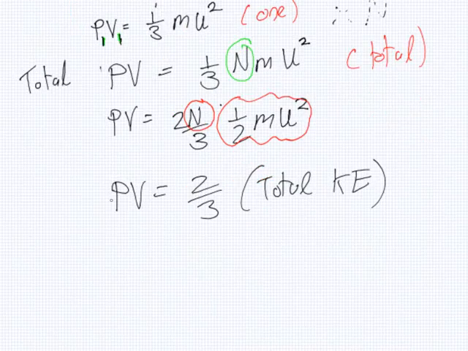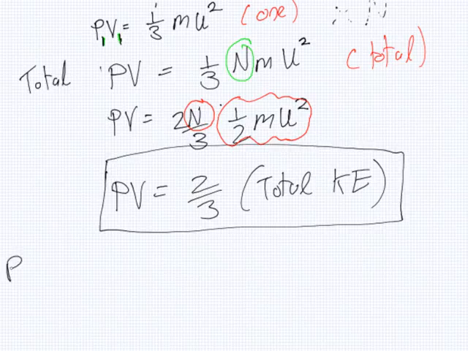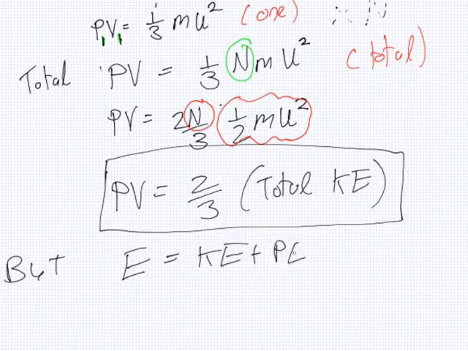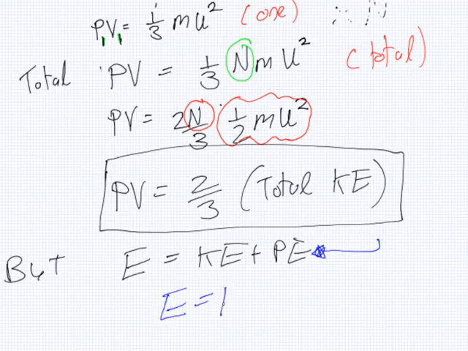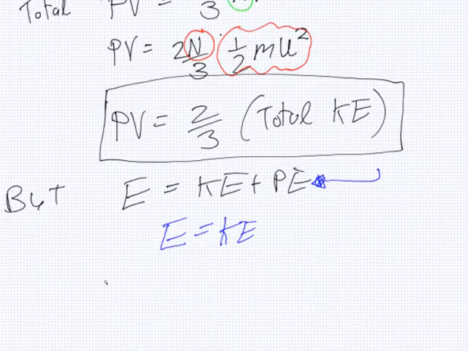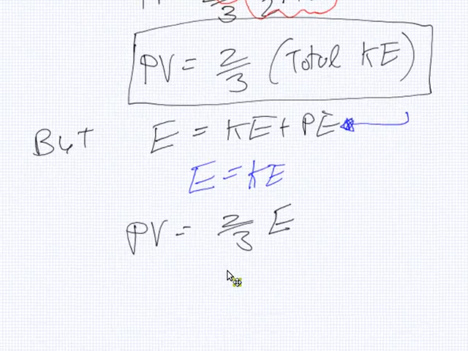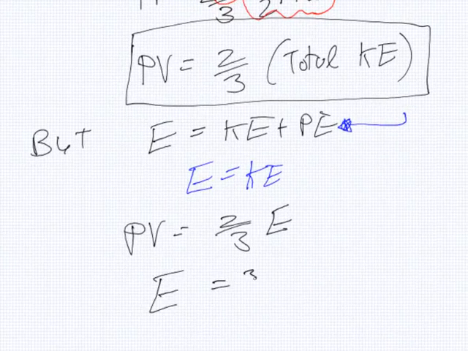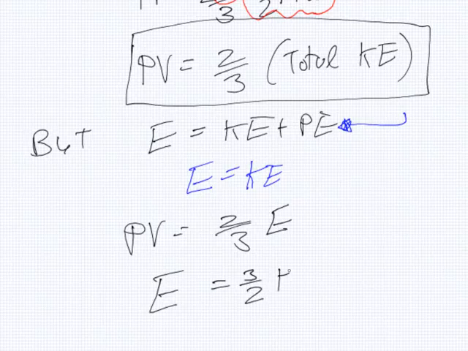But energy equals kinetic energy plus potential energy. Do we have potential energy in this example? What's the formula for potential energy? mgh. But we don't, because remember I said at the start, no gravity. So then the energy will just equal KE. So now you can get PV equals 2/3 the energy. And to finish, the energy equals 3/2 PV.